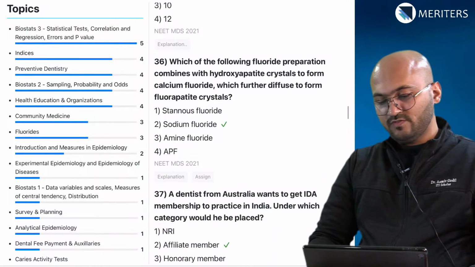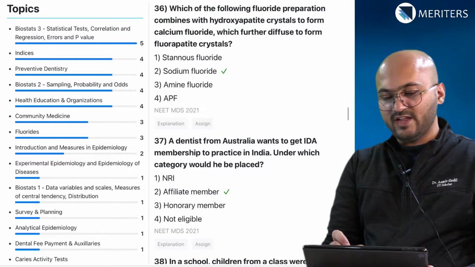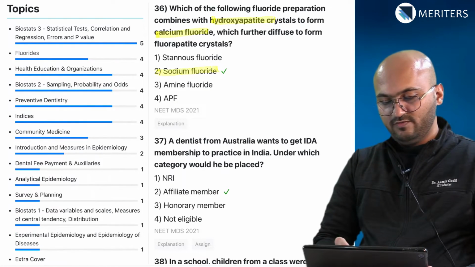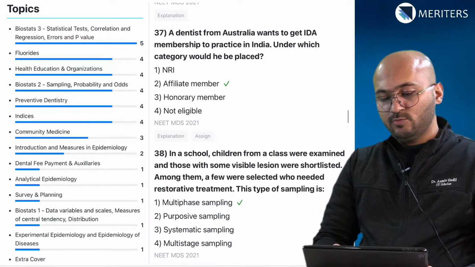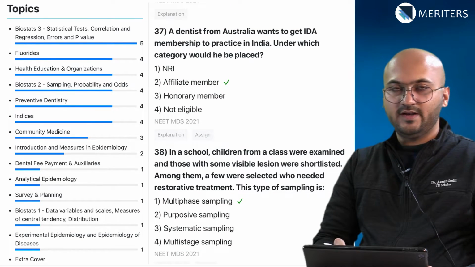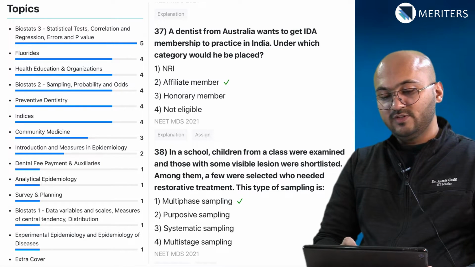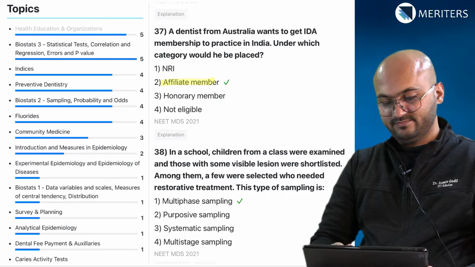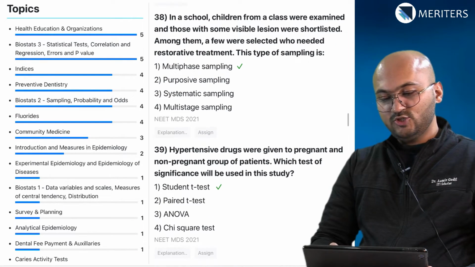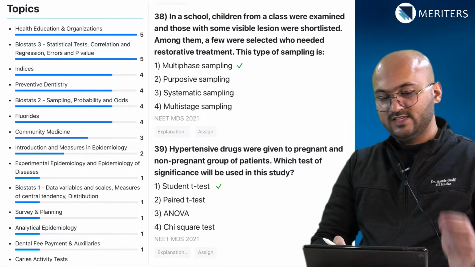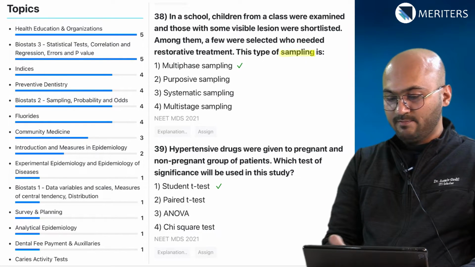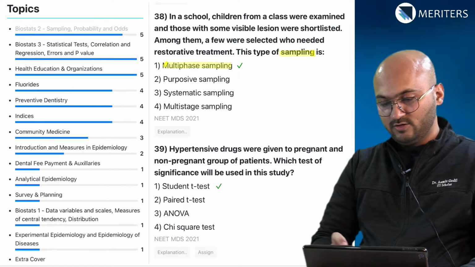Next question, which of the following fluoride preparation combines with hydroxyapatite crystals to form calcium fluoride? And the answer is sodium fluoride. A dentist from Australia wants to get IDA membership to practice in India. Really? Under which category would he be placed? Affiliate member. In a school, children from a class were examined and those with some visible lesions were shortlisted, and this is an example of multi-phase sampling in the question.